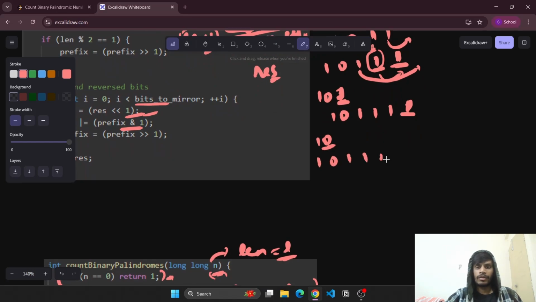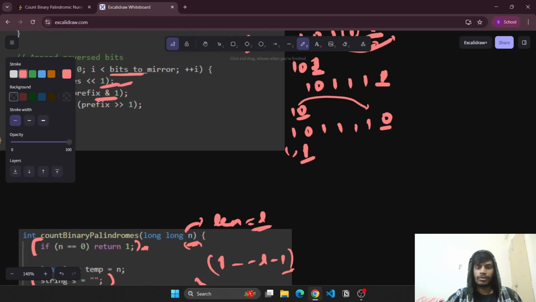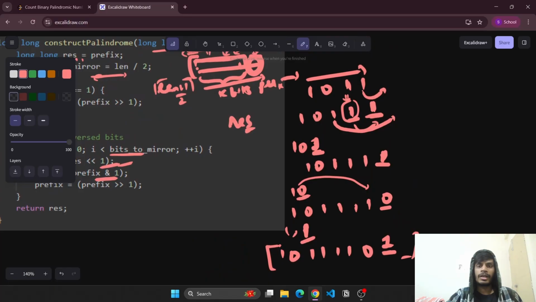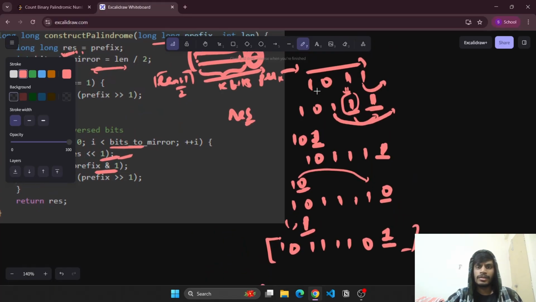The result currently is 10111, and we need to replicate this 0 here. We see that this is not set, so we'll be putting 0 here. Now the prefix will become 1 only, and the result that we have generated so far is 1011110. We move the result one step previous, and it is set, so we'll be setting it. This will be the final result that we get, which is simply the result of mirroring this part, 1011 and then 1011.